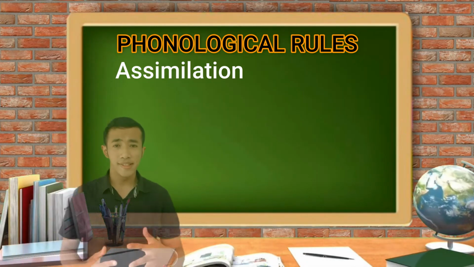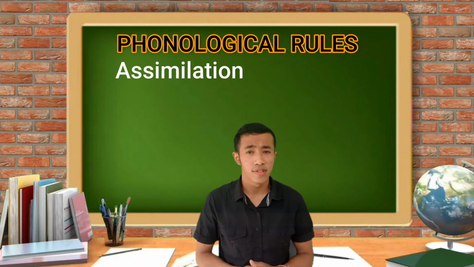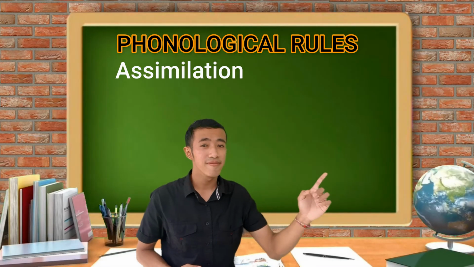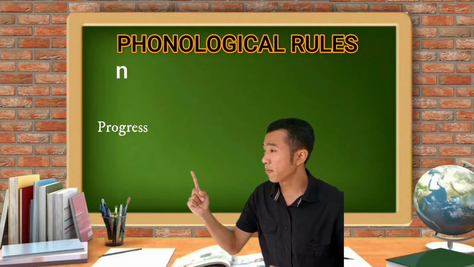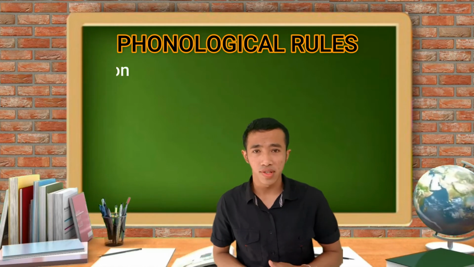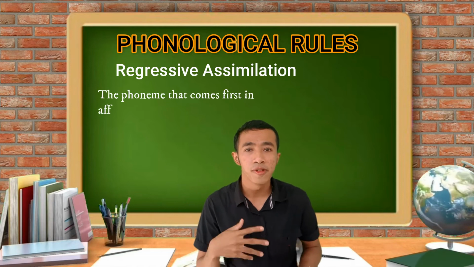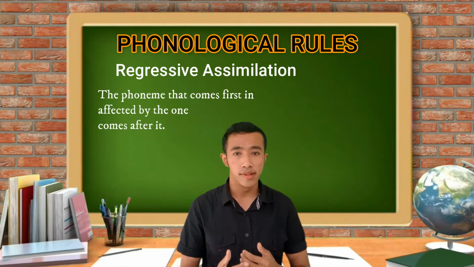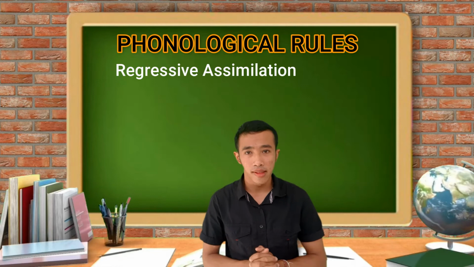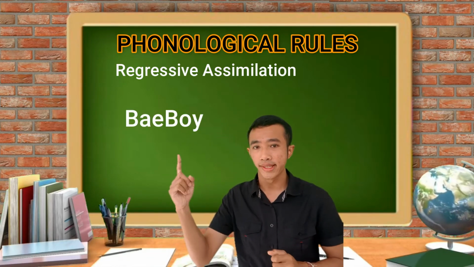My friends, there are two major categories of assimilation, such as regressive assimilation and progressive assimilation. Okay, let's check first. Regressive assimilation. Regressive assimilation is when the phoneme that comes first is affected by the one that comes after it. For example, bad boy becomes bab boy.